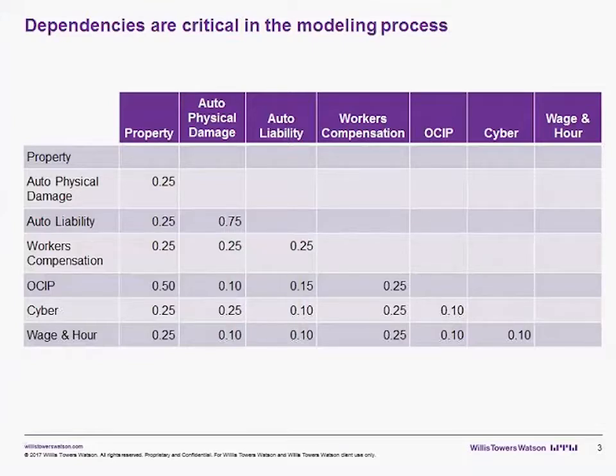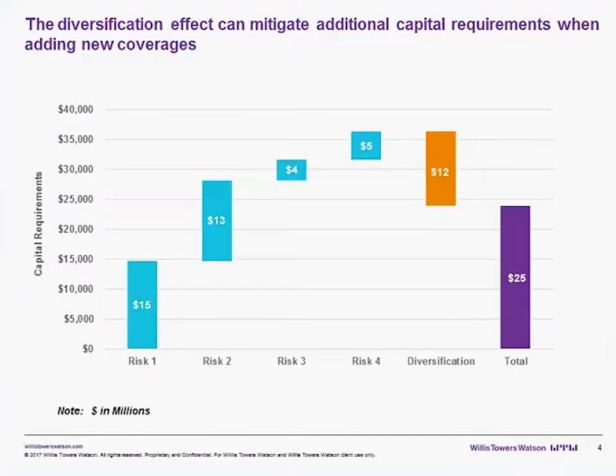The last place where we use this is looking at how you'd put new coverages into a captive. I'm going to move on to the next slide, where we look at the capital requirements that you would need if you were adding new coverages. In this example, we've looked at 4 different coverages, risk 1, risk 2, risk 3, risk 4, on a standalone basis, so as if they were each in a silo. Risk 1, to add it to the captive, would require an additional $15 million, risk 2, $13 million, risk 3, $4 million, and risk 4, $5 million.